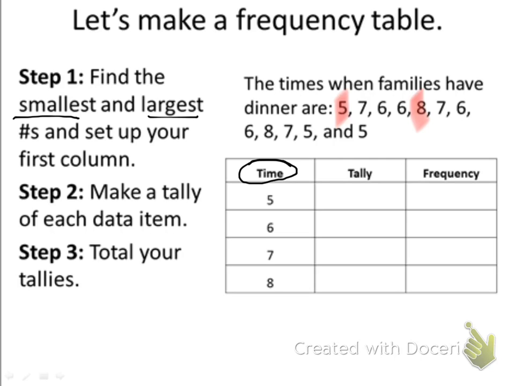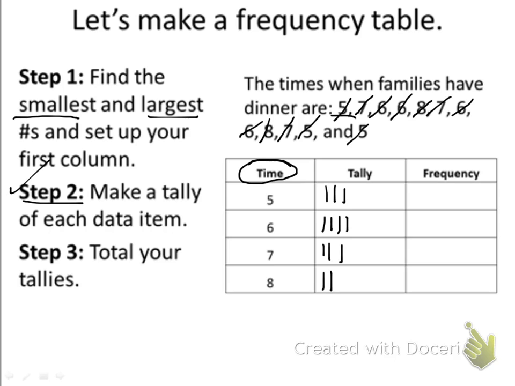Step number 2, we need to make a tally of each data item. So we're going to look through our data set, and we are going to make tallies in our tally section here every time we see a number. So there's a 5, so I put 1 tally, cross it out. A 7, another tally. 2 6s. An 8. A 7. 2 6s again. Another 8, a 7, and then 2 5s. Now we're done with step 2.